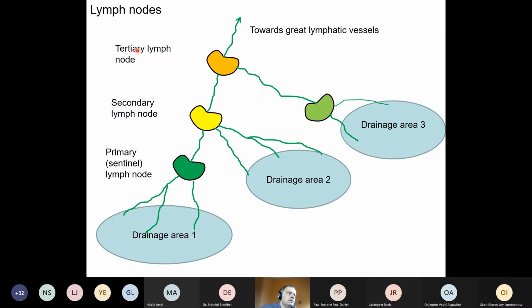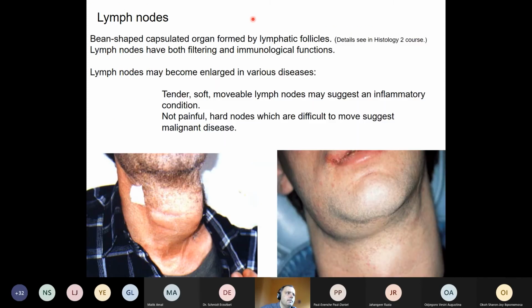After these secondary and tertiary lymph nodes, the lymphatic vessels will already continue towards the large lymphatic vessels, and I will come back to this point. About lymph nodes, you have to know that they are usually quite small structures. They are sometimes 1-2 centimeters large, but these are already big ones. Usually they are not larger than a few millimeters.